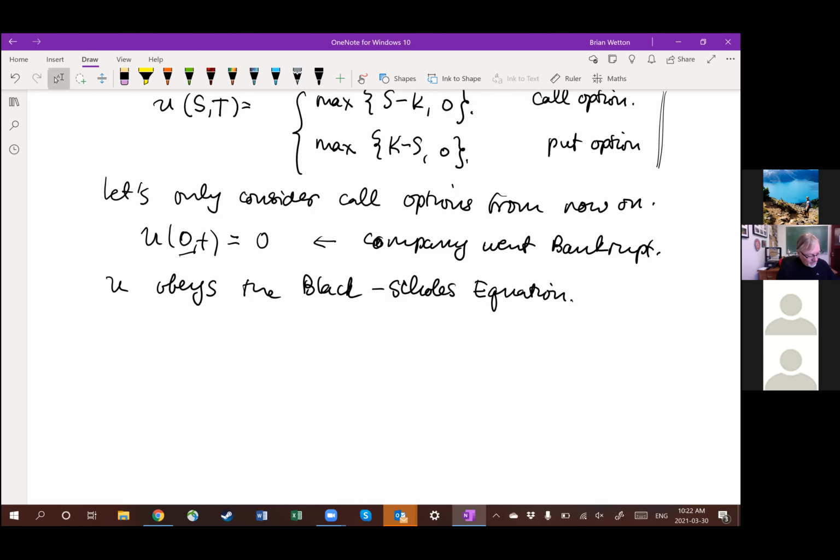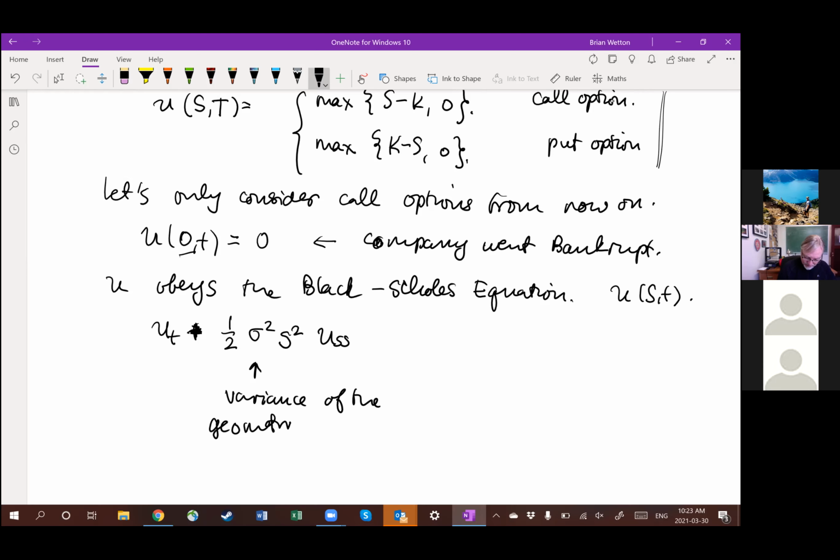Okay, so remember, I've got U as a function of S and t, right? So S is playing the role of a spatial variable in this problem. So this is the variance of the geometric Brownian motion. And then I've got R times S U_S. So this is like a hyperbolic term, like a one-way wave equation term, but with a wave speed. Minus R times U is equal to 0.